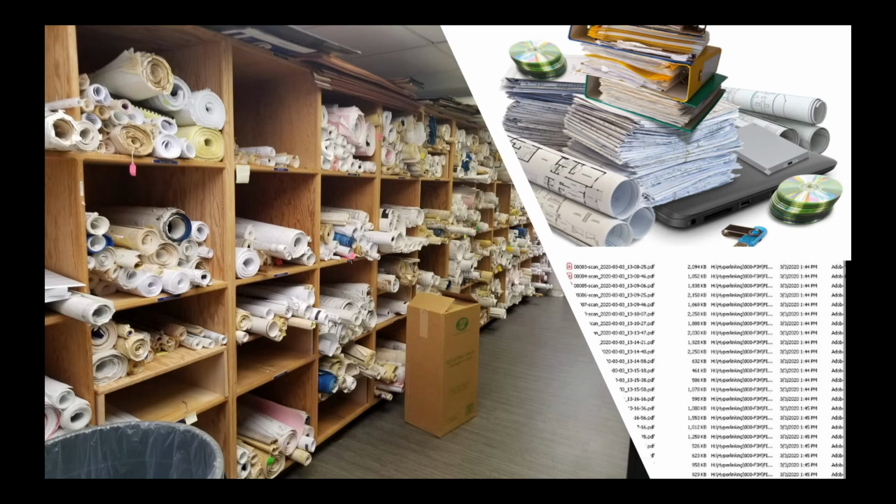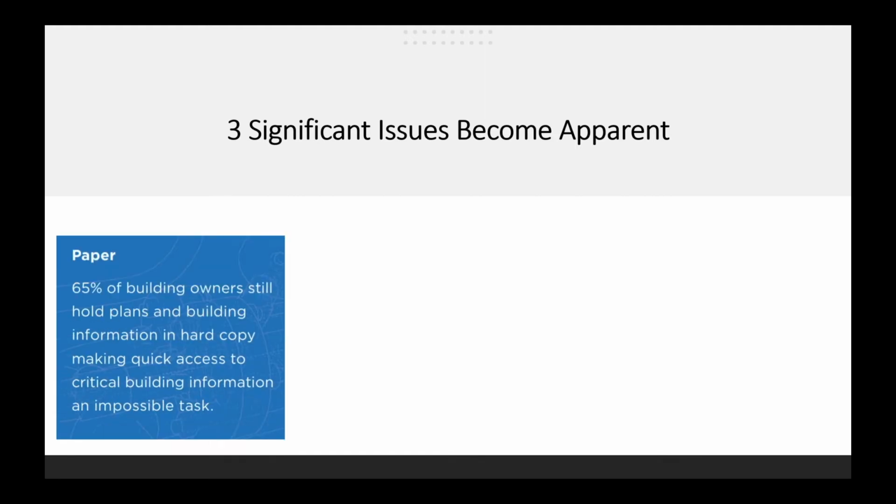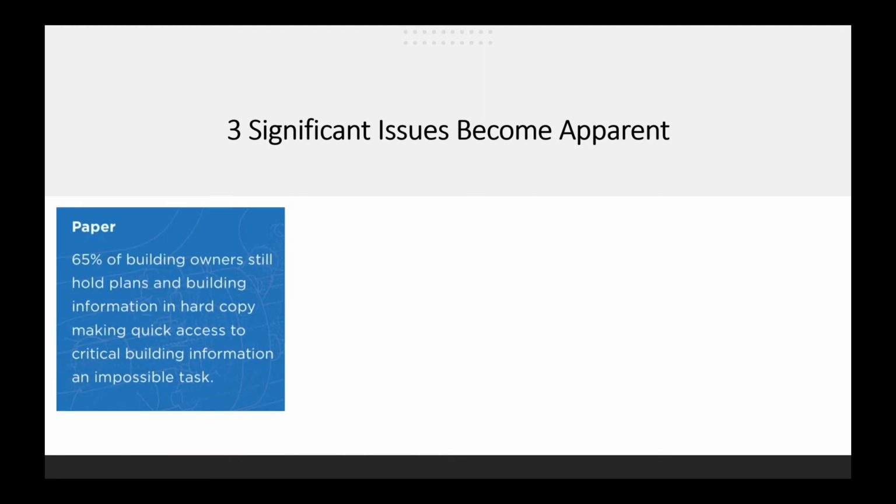Thank you for that. Having information like this in this format can lead to three significant issues. They become apparent to us every time we talk to customers. Number one, as I said, 65% of building owners still hold plans and building information in hard copy. The simple truth is it's hard to access that information when you want it.